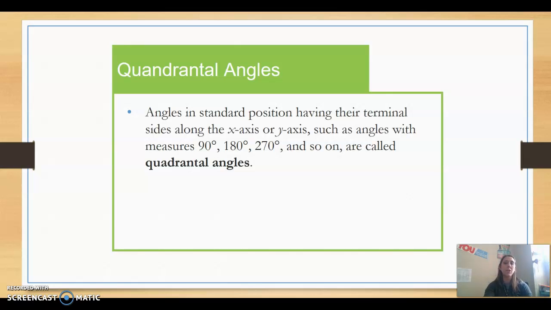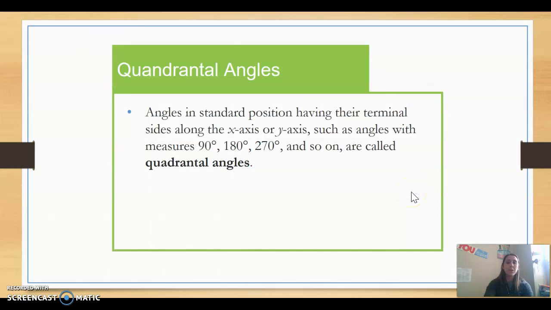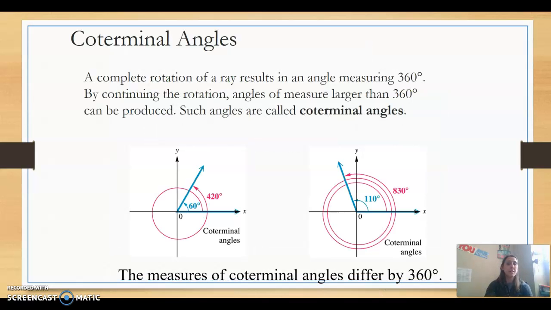Quadrantal angles are angles that end on an axis. So if we were looking at this, it would be 90 degrees, then 180 degrees. We have 0 if it's right here, and 270. So that's what those are, and you can go beyond that, and 360.